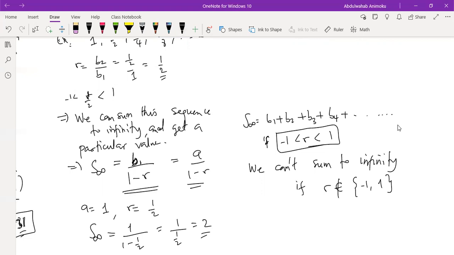So this is not the right way to write it. So let me just put it as an interval. If it's not between -1 and 1, then we cannot sum to infinity. I hope you take note of that. That's the first prerequisite to know whether you can sum this sequence to infinity or not. And this is only applicable to geometric sequences, not arithmetic. So Bn is geometric.